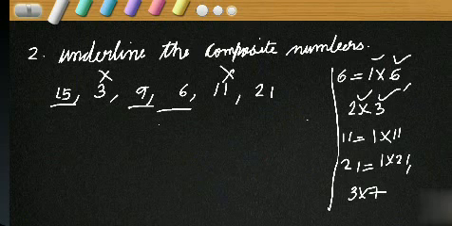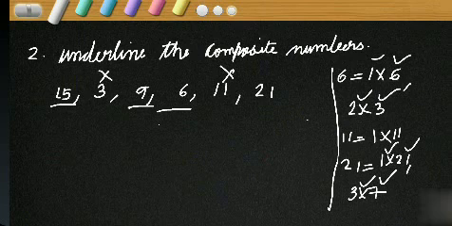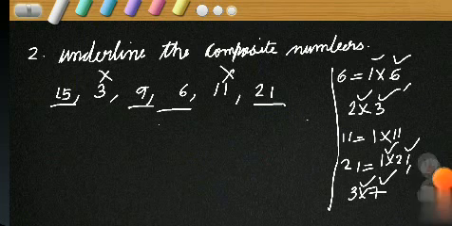Okay. 21 also has how many factors? Yes, 21 has 4 factors. So what about it? Is it a prime number or a composite number? 21 has 4 factors. That means 21 has more than 2 factors. That means 21 is a prime number or composite number? Yes, composite number. So do we need to underline? Yes, we have to underline 21. So these are the required composite numbers. Have you understood? Got it?